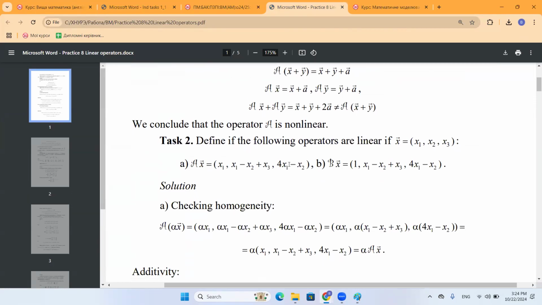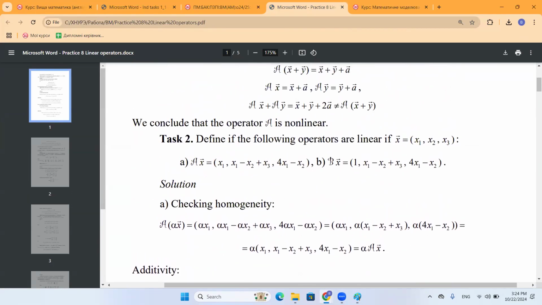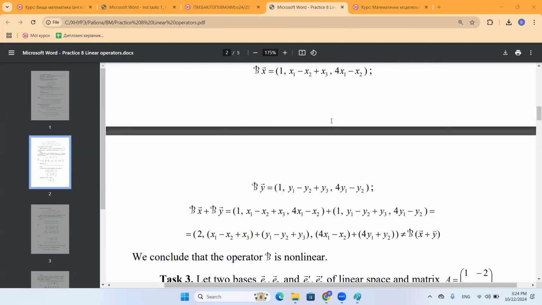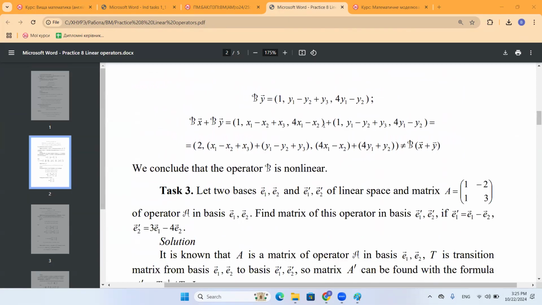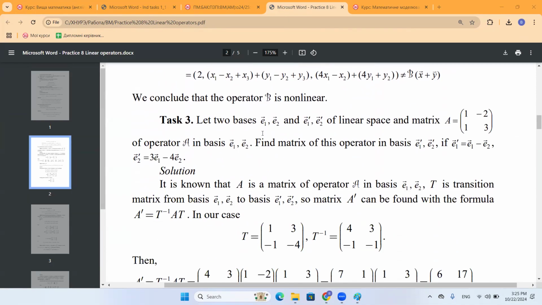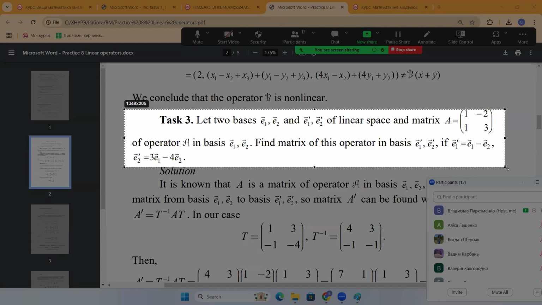So task B, you will do it on your own. You already have the solution here, but it will be better if you do it on your own. Okay, the next task, task 3.